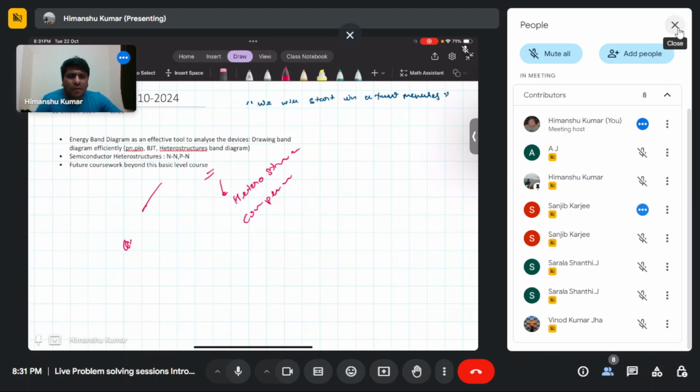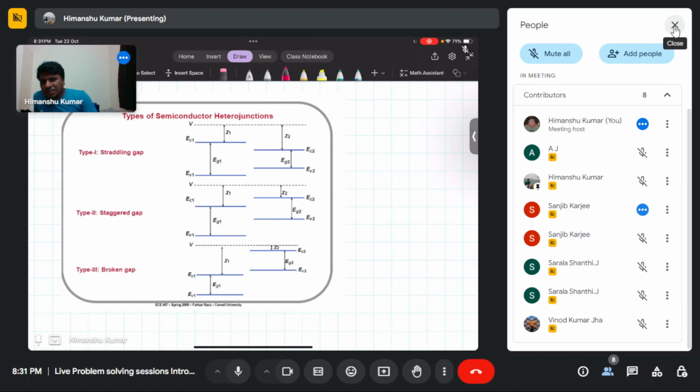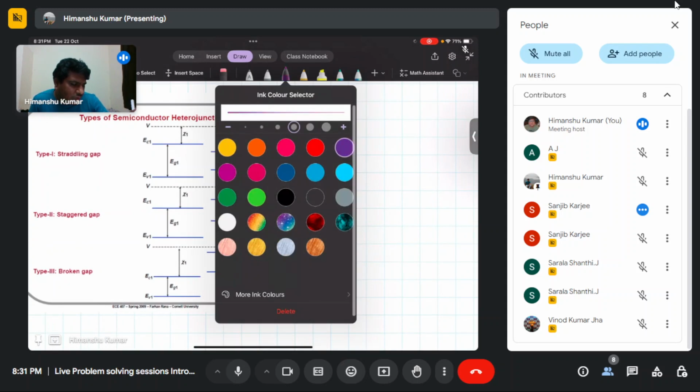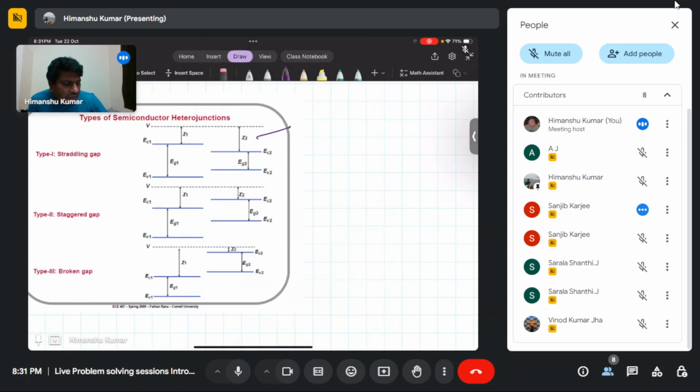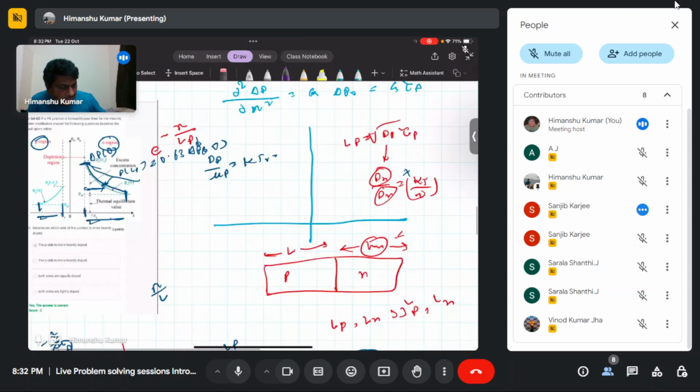So I just wanted to cover how you can draw the band diagram for a heterostructure. Let me draw the band diagram for one type of heterostructure. Till now in this course, the N and P sides were the same material. There is a parameter we discussed, electron affinity, chi. If your material is the same, that chi is the same.